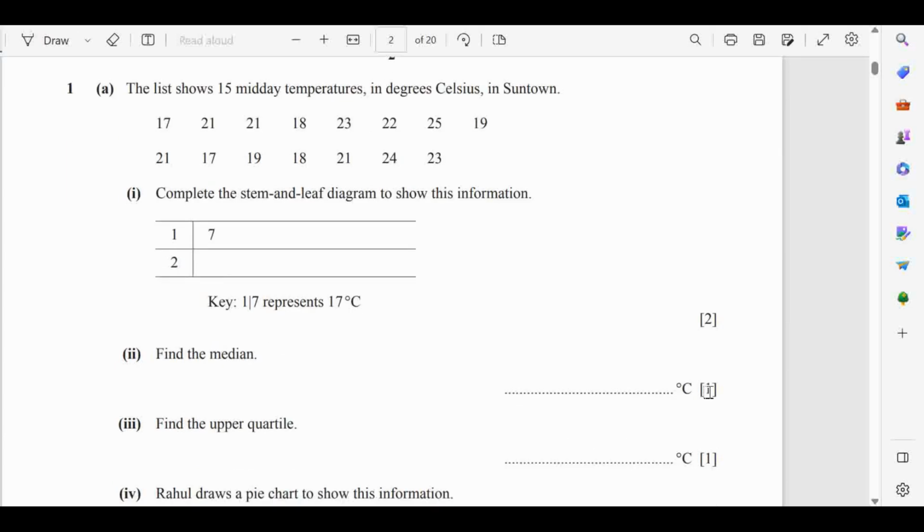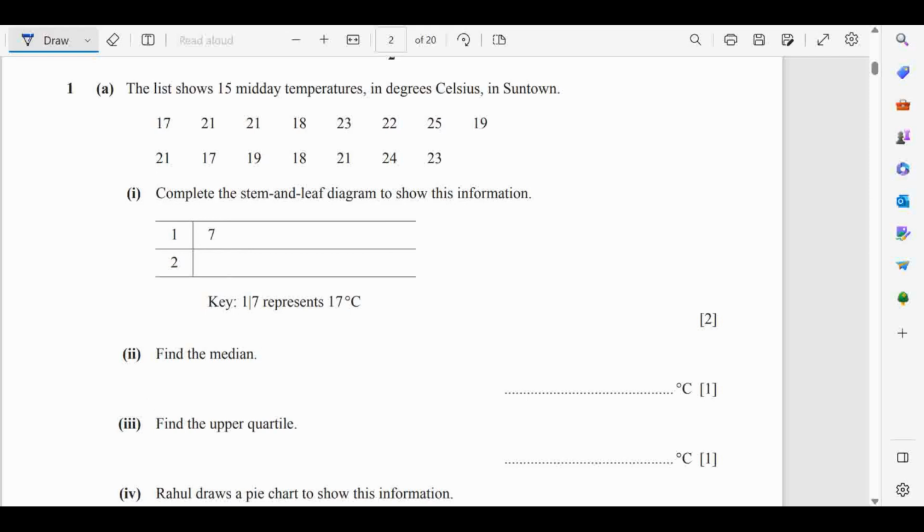The list shows 15 midday temperatures in degrees Celsius in Suntown. This is the data. Now complete the stem and leaf diagram to show this information. First of all, we need to use this stem and leaf diagram to show this, and we need to keep this in our mind.